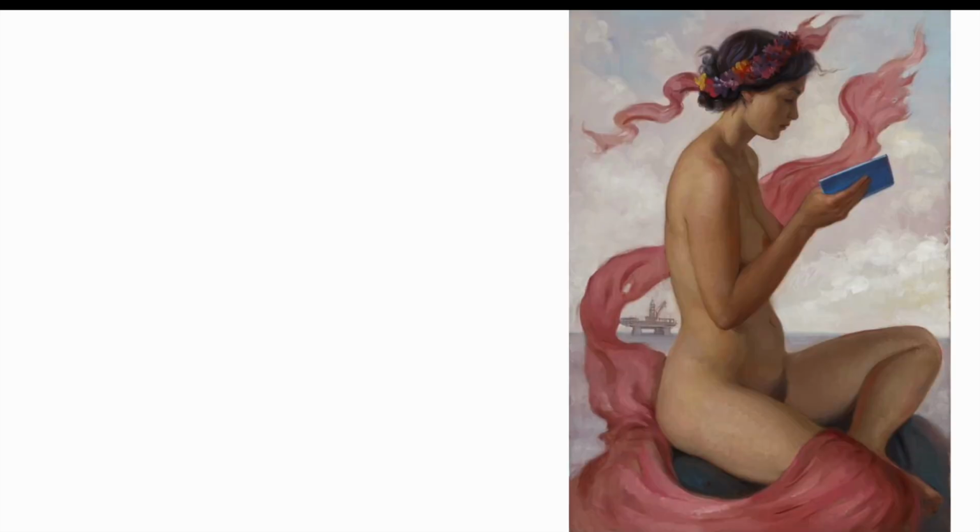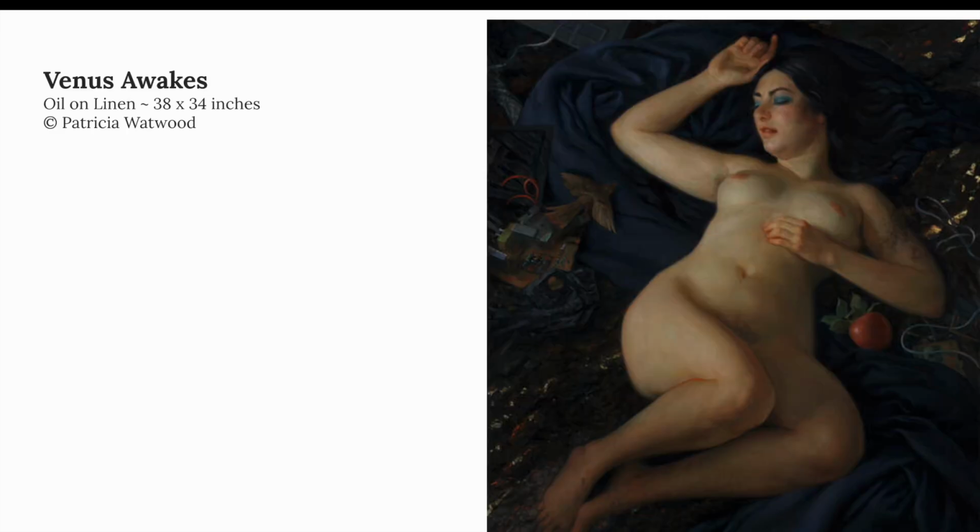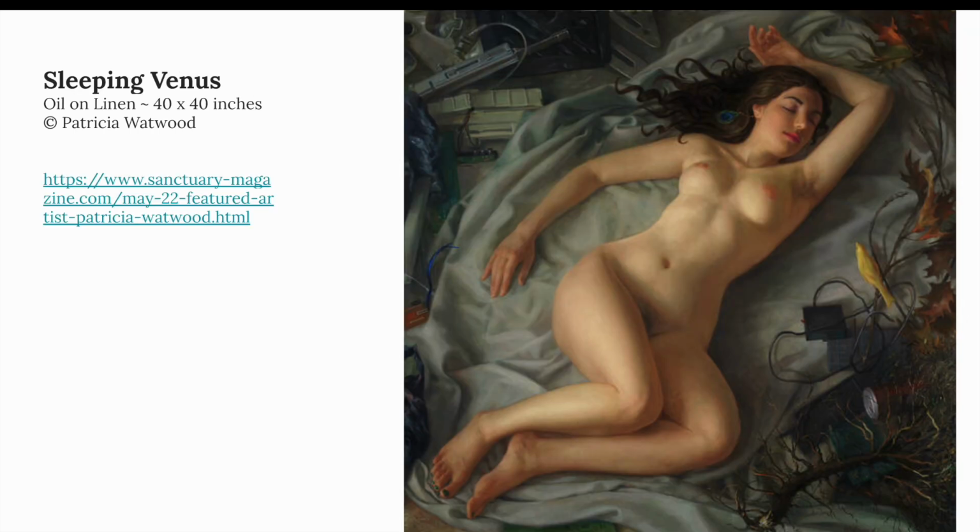All right, another painting by Patricia. I don't know what this one is. I seem to have neglected to post a title on here, but it's a woman reading. Another Patricia Watwood painting, Venus Awakes. Venus is waking up, but instead of in that seashell like Botticelli painted, she's on a pile of garbage. Right, another, sleeping Venus.